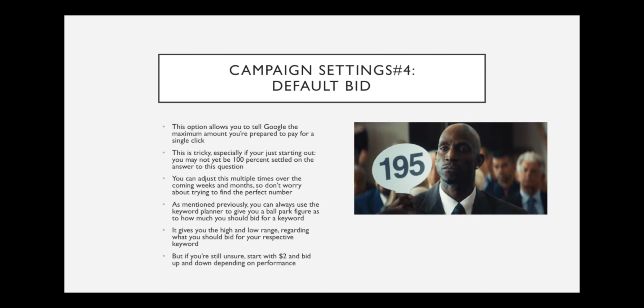Number 4, default bid. This option allows you to tell Google the maximum amount you're prepared to pay for a single click. This is tricky, especially if you're just starting out. You may not be 100% settled on the answer to this question. You can adjust this multiple times over the coming weeks and months, so don't worry about trying to find the perfect number. As mentioned previously, you can always use the keyword planner to give you a ballpark figure as to how much you should bid for a keyword. It gives you the high and low range regarding what you should bid for your respective keyword. But if you're still unsure, start with a bid amount of $2 and bid up and down depending on performance.